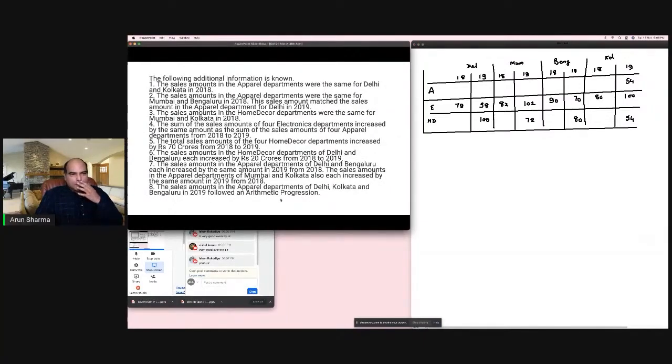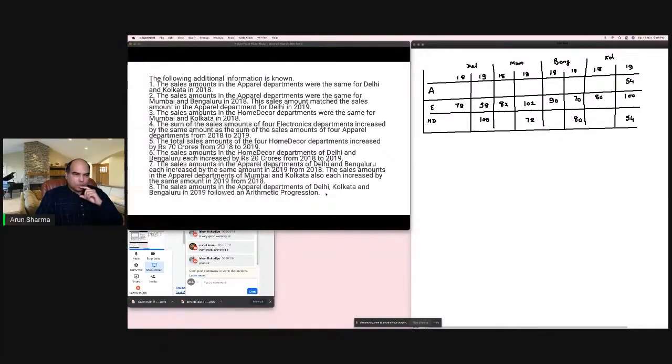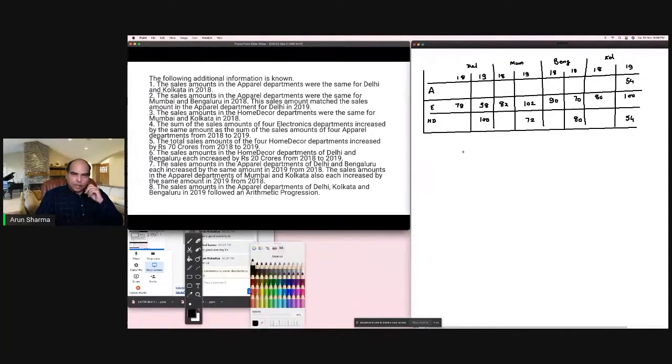So the question further says the following additional information is known. There are 8 clues here in this question, and we are looking at these clues. The first clue says the sales amount in the apparel department was the same for Delhi and Kolkata in 2018. So what do you do with that? Sales amount in Delhi and Kolkata in apparel in 2018.